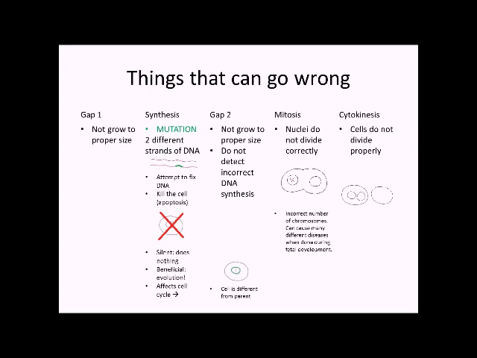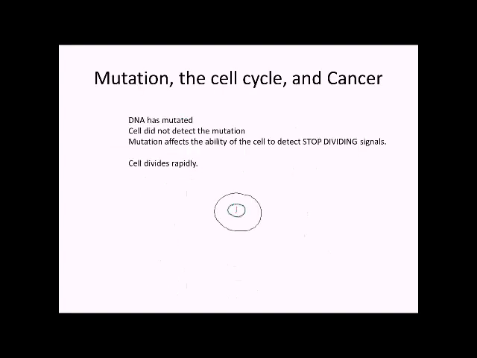And then, let's see, cytokinesis. Again, you can wind up with the cell not dividing properly. You might end up with two nuclei in one cell and nothing in the other cell, in which case that's just going to break up and not function properly. So we're going to go back to talking about mutations and what happens if the mutation actually affects the cell cycle. So we're going to talk actually about cancer.